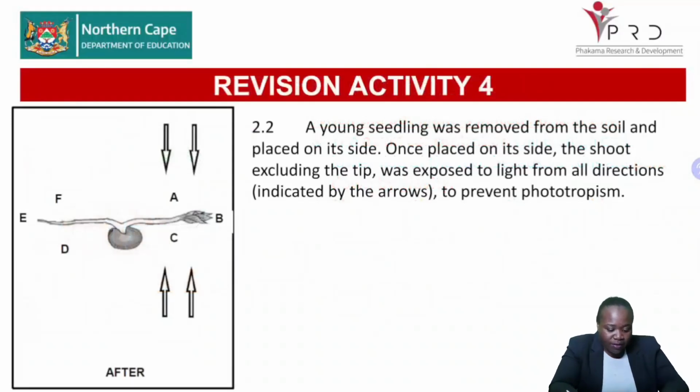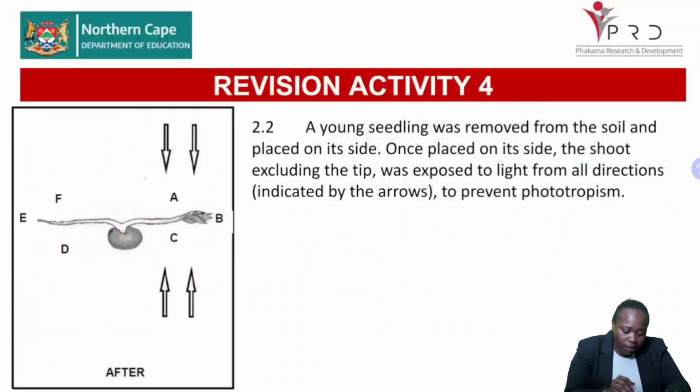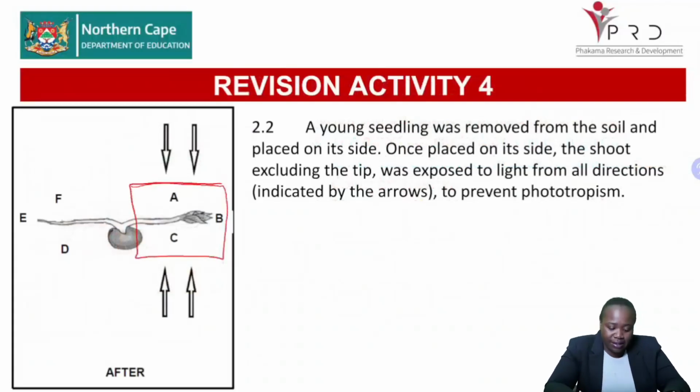Okay, let's look at activity 4, question 2.2. It says, a young seedling was removed from the soil and placed on its side. Now that should also be telling you something about the root. Horizontal, right? Once placed on its side, the shoot, excluding the tip, was exposed to light from all directions, indicated here, as we can see, to prevent phototropism. Okay, so the shoot was exposed to light, excluding the tip. The tip was not receiving this light, right?